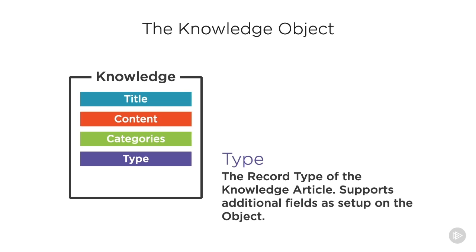Since knowledge articles are objects, it means you can also create record types on the knowledge object. This allows you to add custom fields and make change to the page layouts of the article and assign different page layouts to different article types.